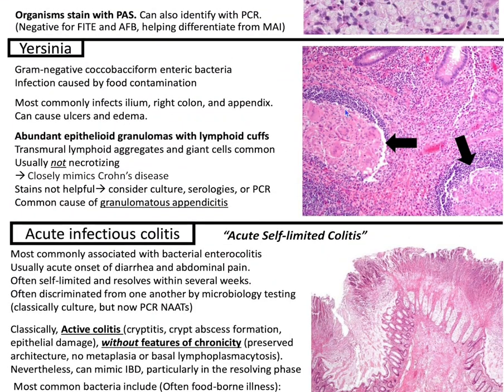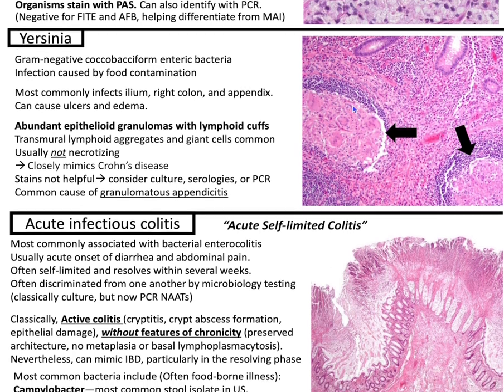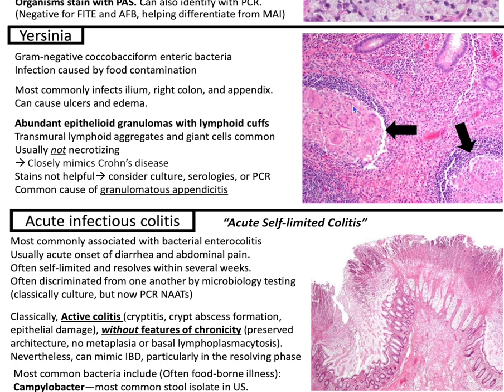Yersinia, you'll have these abundant epithelioid granulomas with your lymphoid cuffs, and usually not necrotizing. It's a common cause of granulomatous appendicitis. It can closely mimic Crohn's disease. Stains are not helpful, so you want to consider culture, serologies, or PCR to help distinguish it from Crohn's disease. Location-wise, it usually infects the ileum, right colon, and appendix. It can cause ulcers and edema, and it's an infection caused by food contamination. Yersinia is a gram-negative coccobacillary enteric bacteria.